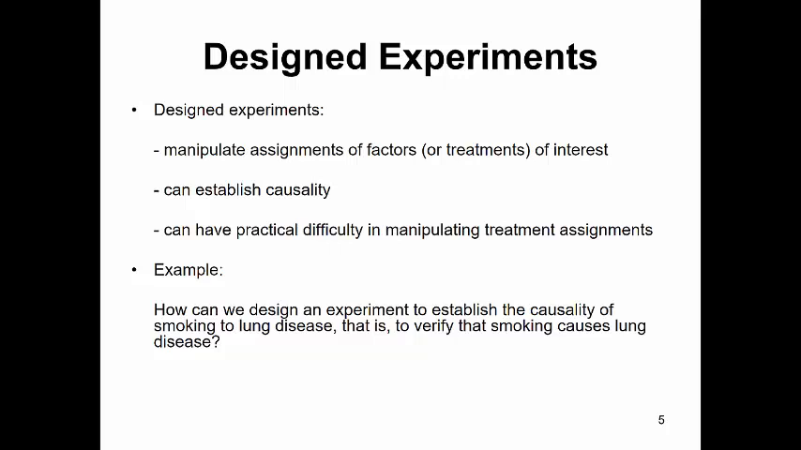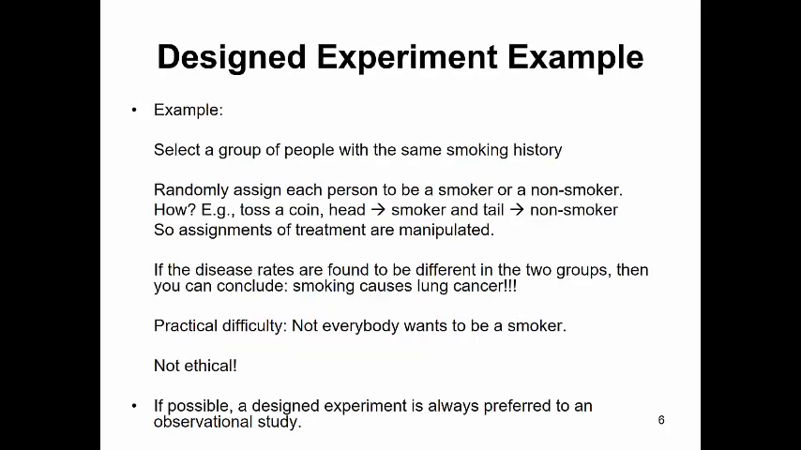So for example, how could we design an experiment for the causality question we discussed previously, to verify that smoking causes lung cancer or lung disease? We could select a group with the same smoking history, so we want our initial group to be as homogeneous as possible. Then we randomly assign each person to be a smoker or a non-smoker. So maybe I'm tossing a coin. If it's heads, you're a smoker. If it's tails, you're a non-smoker.